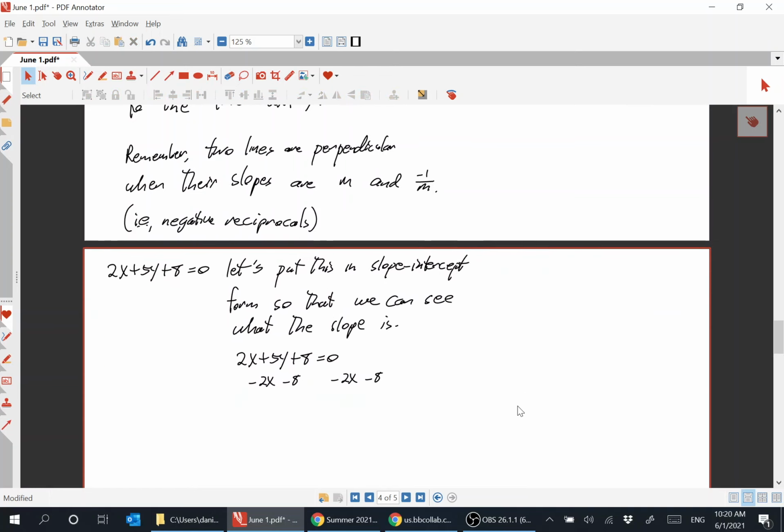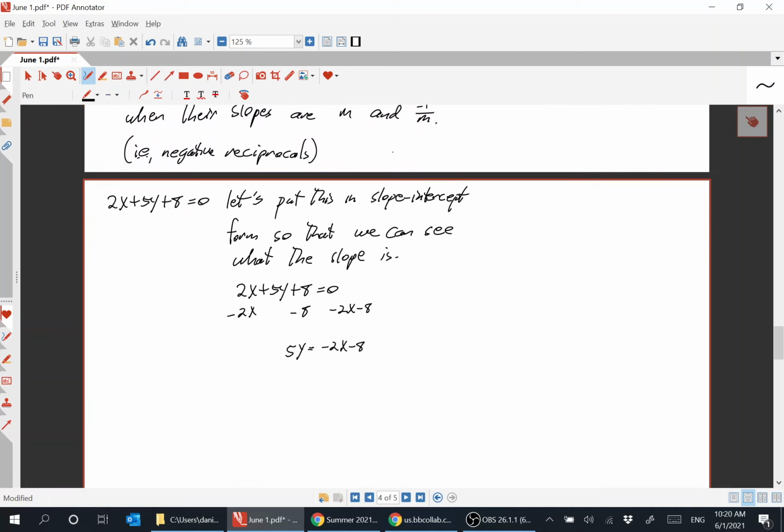Alright, so we subtract 2x and subtract 8 from both sides. We're left with 5y on the left and minus 2x minus 8 on the right. Divide by 5 on the left, divide by 5 on the right, and we get y is equal to minus 2/5 x minus 8/5. Okay, so the slope is minus 2/5.